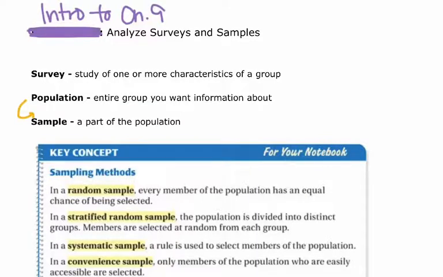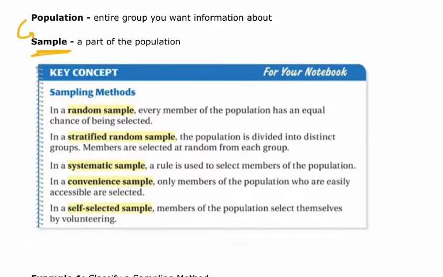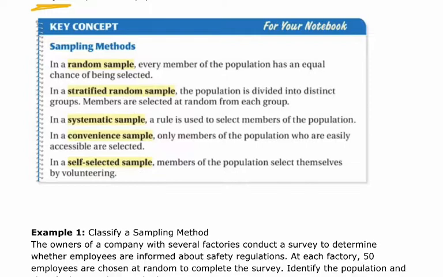But the issue that comes into play is how do we pick who we're going to ask? If I only ask my friends, does that really represent everybody in the United States? If I only ask kids, does that represent everybody in the United States? So you have to be careful when you're picking who to ask in that sample, how you pick them. So we're going to look at a couple of different sampling methods.